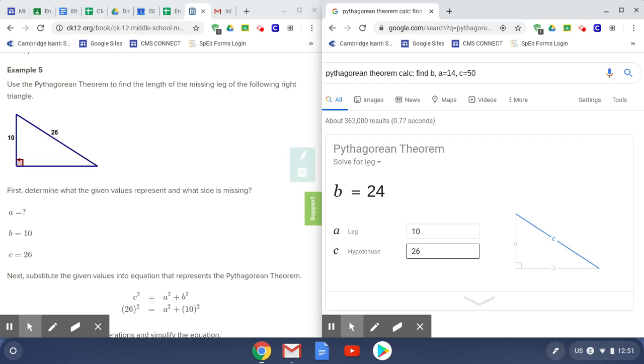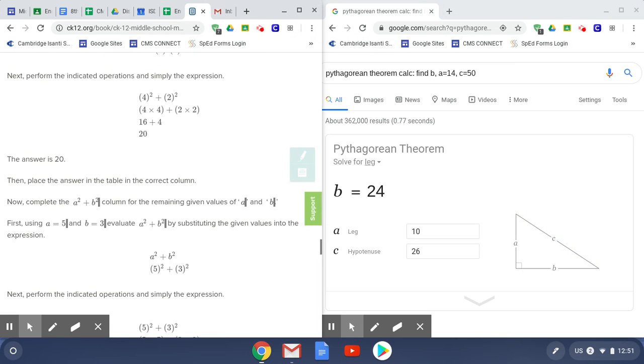There's nothing wrong with that. Calculators are used every single day. So you guys will have an assignment on Google Classroom.